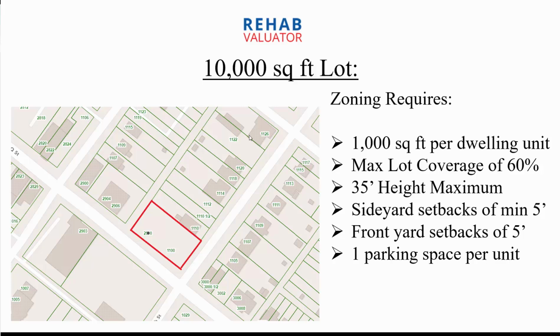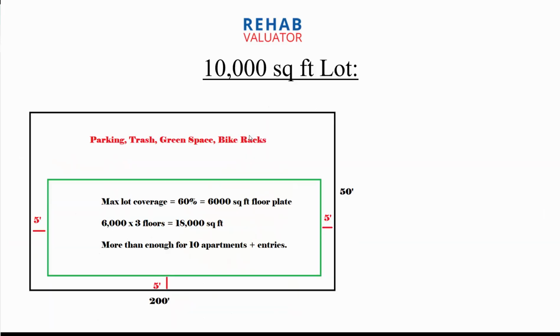And again, this is public information, the zoning code is publicly available, and you can look it up. So you can do this on the back of a napkin, right? You can take your site and say, okay, the maximum floor plate I can have is 60% of the lot, which is 6,000 square feet. 6,000 square feet times 3 floors, because you can go up 35 feet, is 18,000 square feet. I don't need that much for 10 apartments. So you know you can fit a building here.